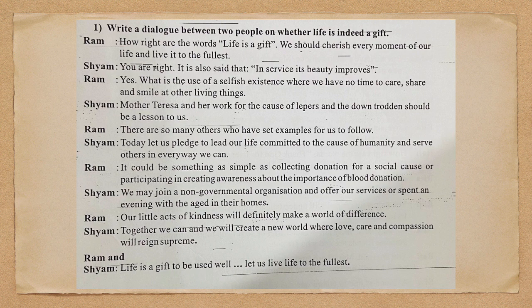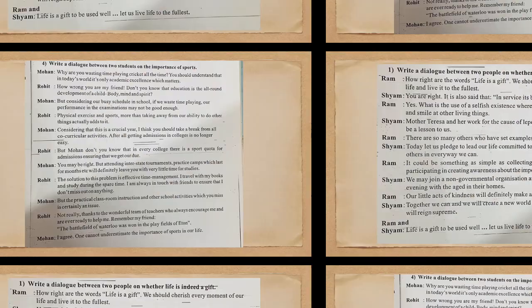Dialogue is between two people. He is telling in the first line that life is a gift. Then he is also giving us a quotation: in service, its beauty improves. Then Sham gives the example of Mother Teresa. Then Ram gives some other examples. Then how we can change with our deeds and acts is explained by Ram and Sham. This is the way a dialogue has to be written down. To make it more understandable, let us take one more example.